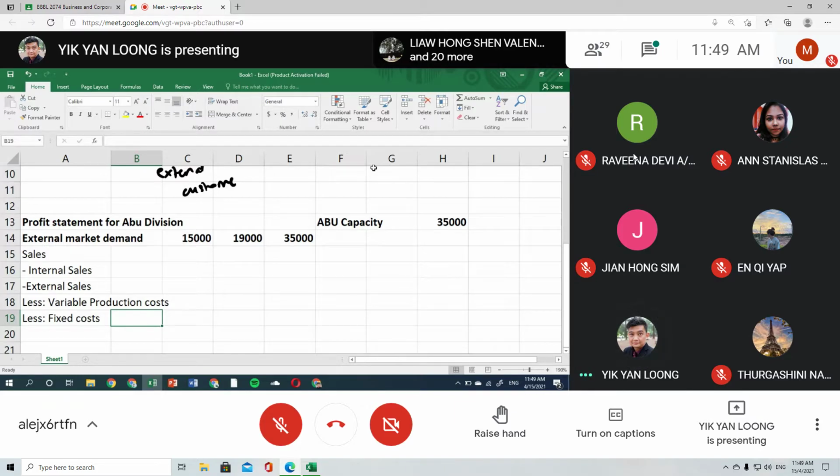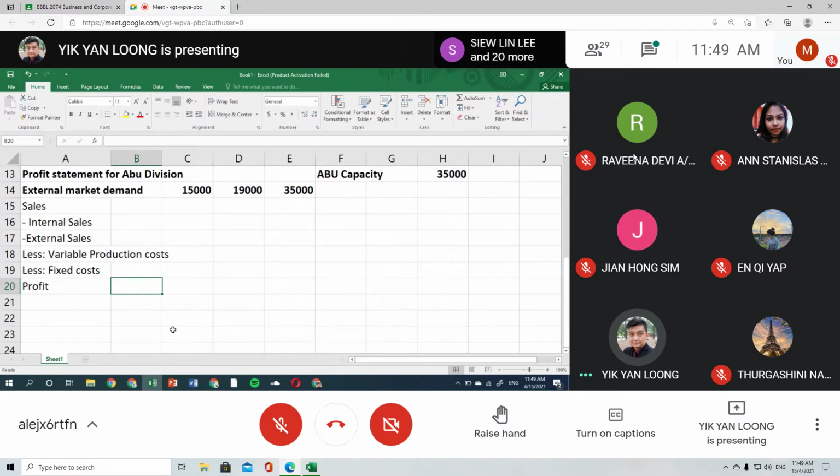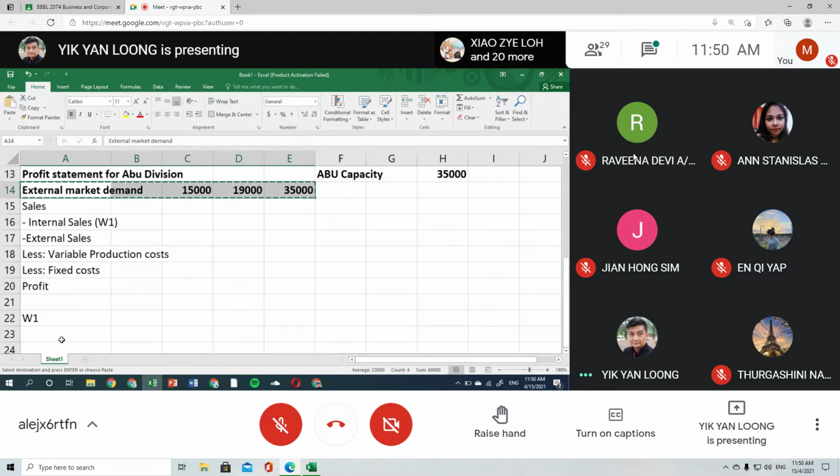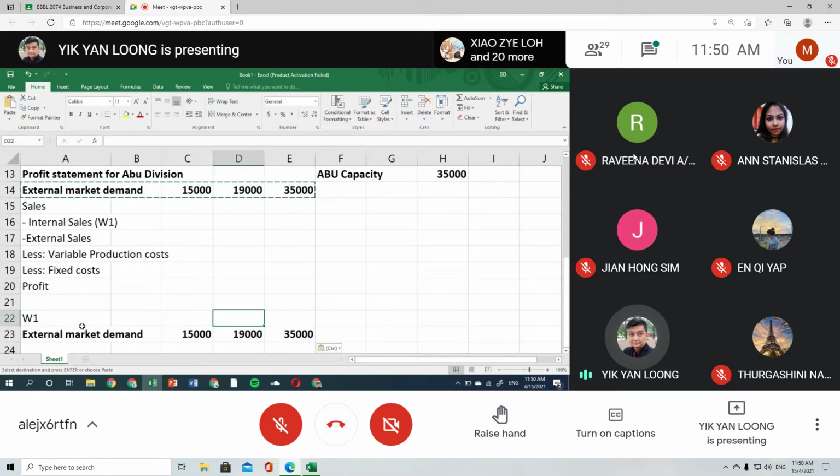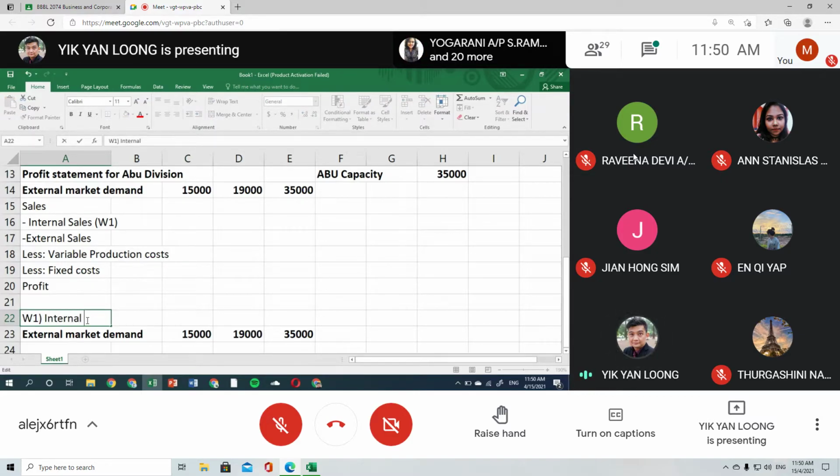Okay, I'm back. So after all this, you get your profit. Now, first of all, we have to calculate the internal sales. To calculate internal sales, let's change it to working one so that you can see better. Working number one. This is the external demand here. I copy and I paste. So working number one here is for us to establish internal sales.